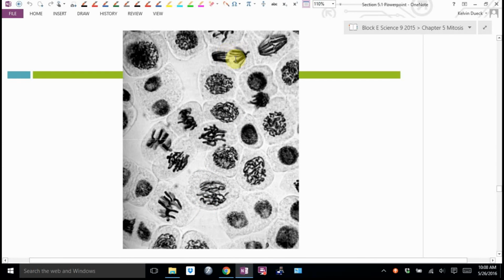Right here, what stage is that right there? Right there. What stage is that cell in? Anaphase. The chromosomes are moving away apart. What stage is this one right here in? This would be metaphase. See the chromosomes lined up in the middle. Lined up in the middle.